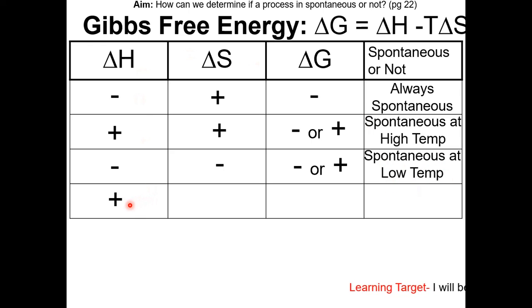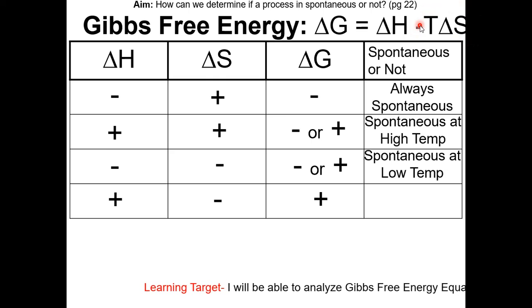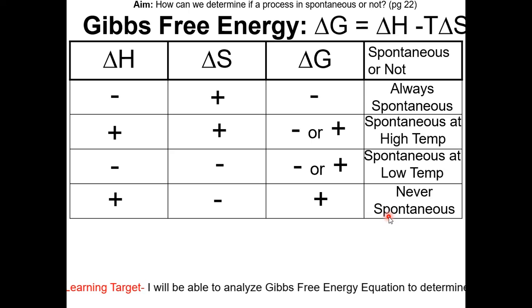Delta H is positive, so it's endothermic, and delta S is negative, so entropy is decreasing. By using the equation, delta G will always be positive. Since enthalpy is positive, the left side of the equation will always be positive, and since entropy is negative, the right side of the equation will always be positive. So delta G will always be positive, and it will be never spontaneous.